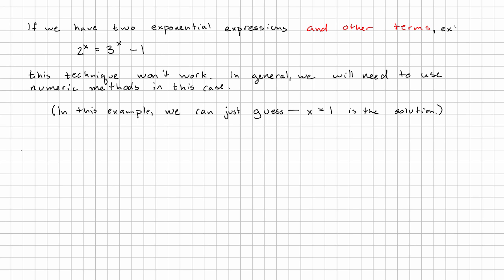I'm going to give you one of the ones that we can solve, one with exponential expressions on both sides, to try now. So the equation is 5 to the power 2x minus 1 equals 3 times 2 to the x. Pause the video and try this now.